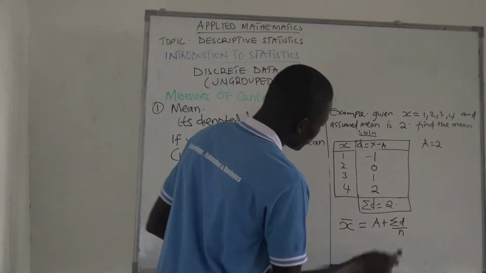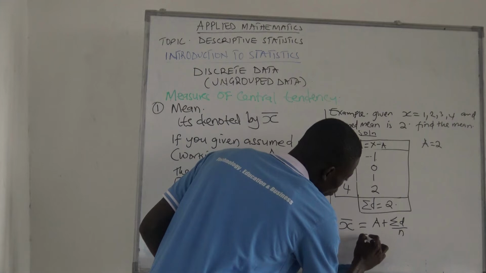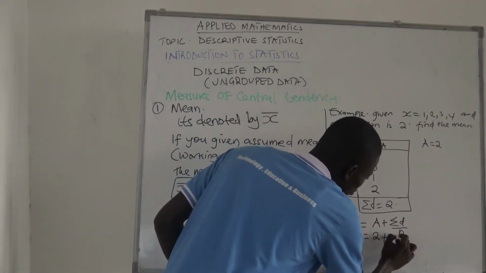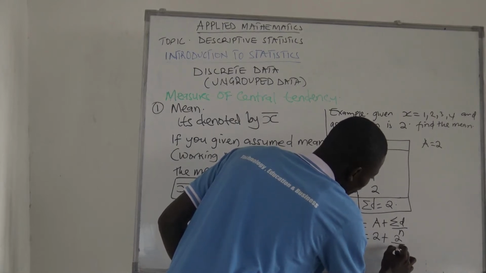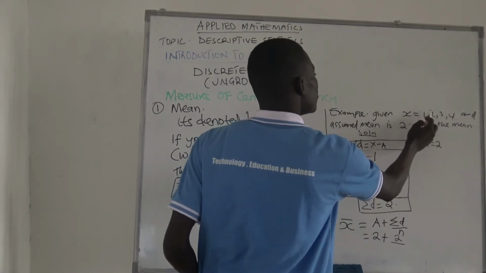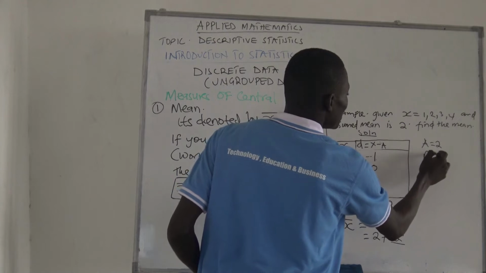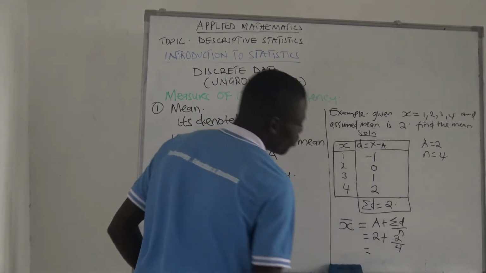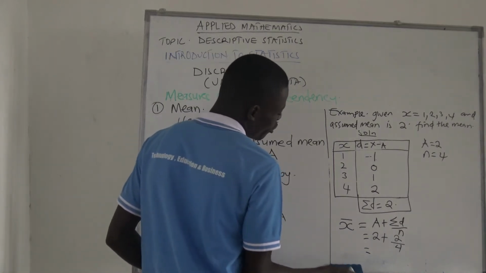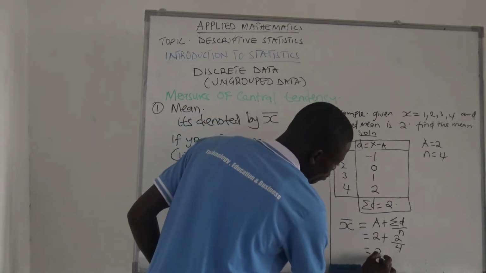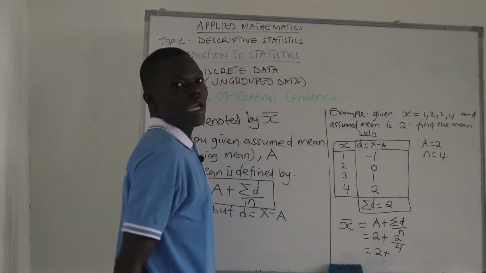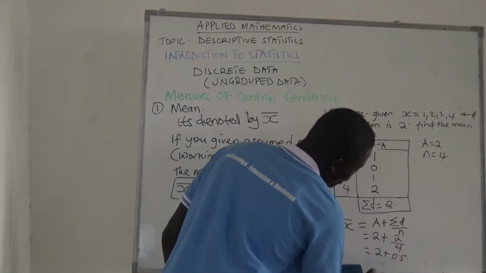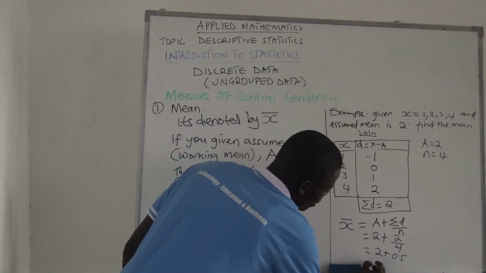So our a was 2 plus the summation of d, which is still 2 out of n. N is 1, 2, 3, 4. So our n here is equal to 4 out of 4. Then here we follow the rule of BODMAS, which I get 2. 2 plus 2 divided by 2, we get half, which is 0.5.